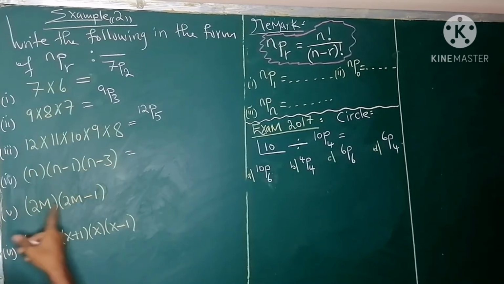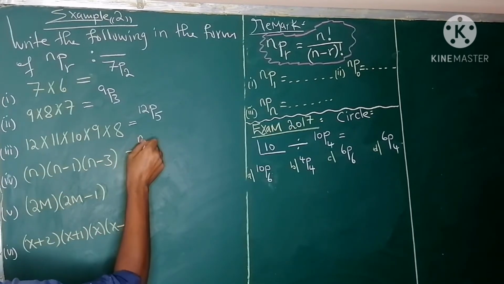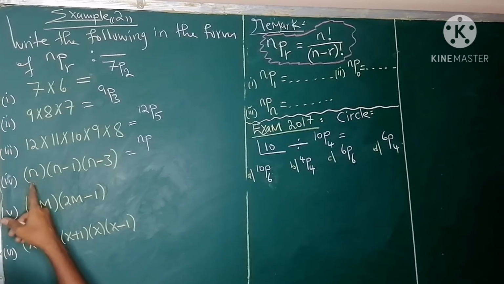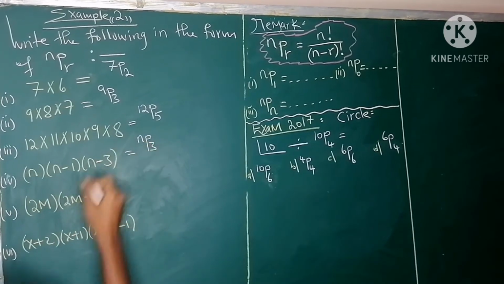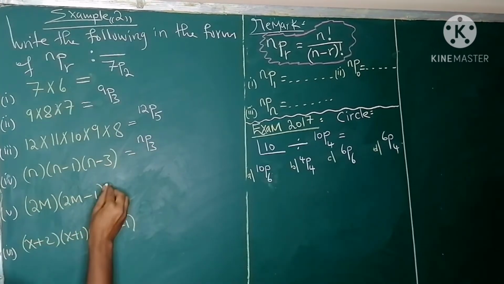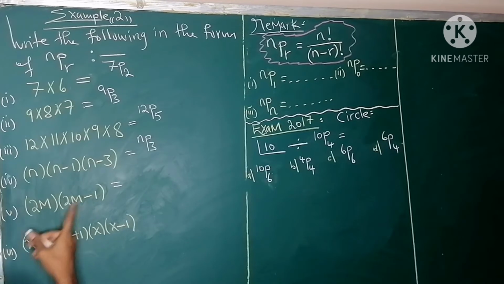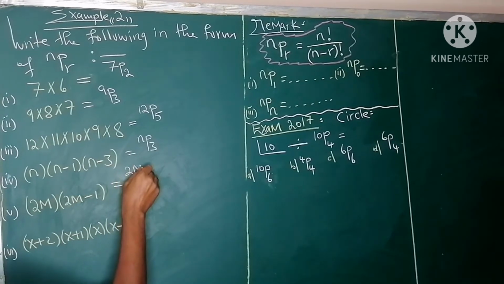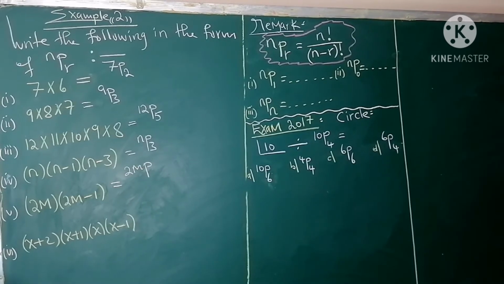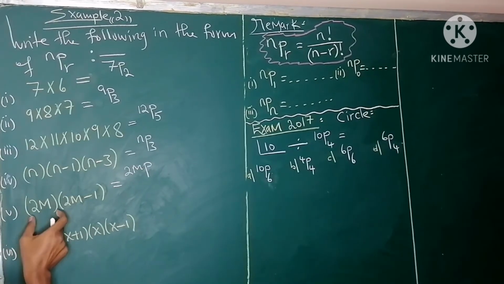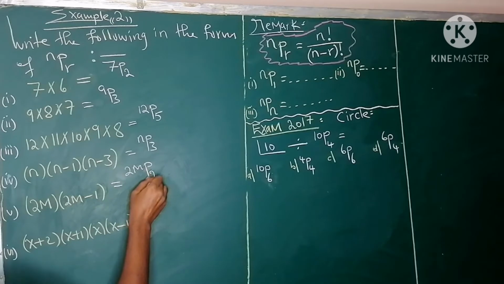Here we have 3 factors. The biggest one is n. How many factors? 1, 2, 3. Number 4. Here we have 2 factors. The biggest one is 2m, because the next one is minus 1, so definitely this one is the bigger, 2m. P, how many factors? 2 factors. First factor, second factor.